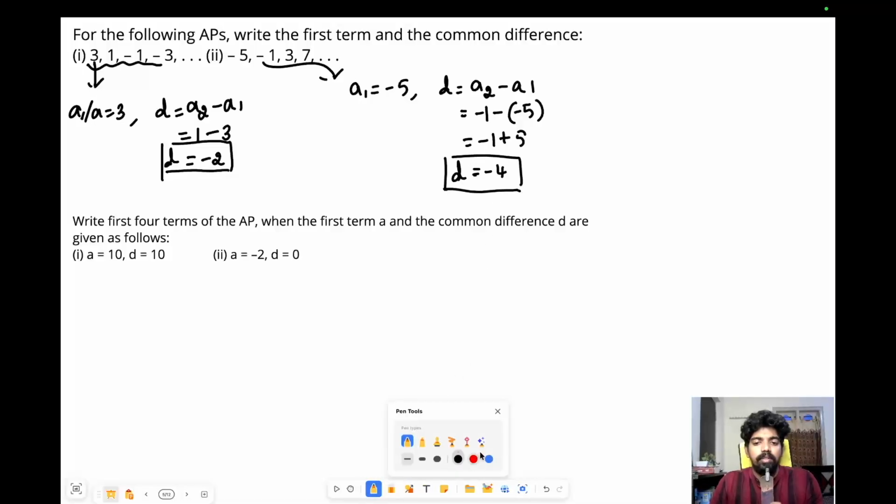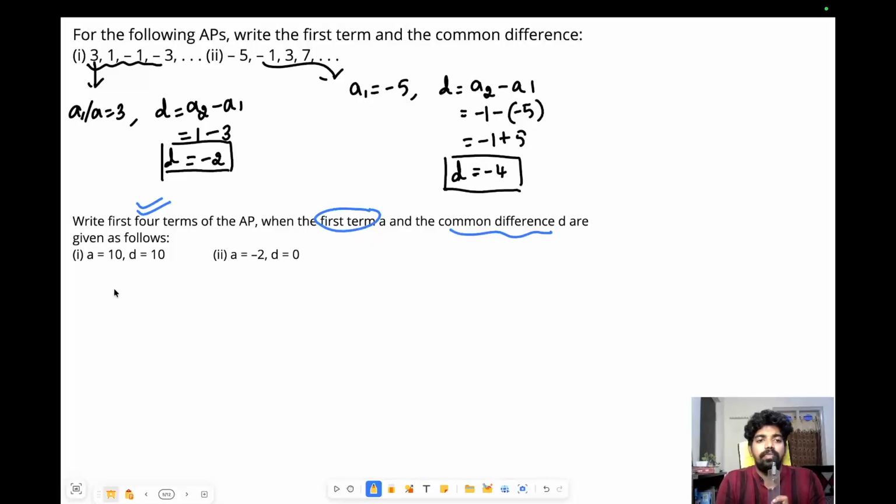Next question. Write the first four terms of the AP when the first term a and the common difference d are given as follows. Here they have given the first term and the common difference, and you have to find the first four terms. So how to find the first four terms? a1 they have given, that is d.